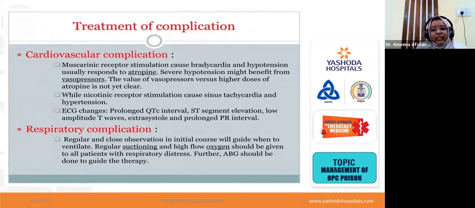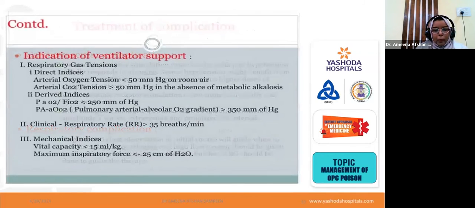For respiratory complications: suctioning, high flow oxygen, and intubation. For intubation, indications for ventilatory support, when do we intubate? If somebody is having PaO2 less than 50 mmHg on room air, where the CO2 is rising to more than 50, PaO2/FiO2 ratio is less than 250. For a patient who is having respiratory rate more than 35, vital capacity decreasing to less than 15 ml per kg.